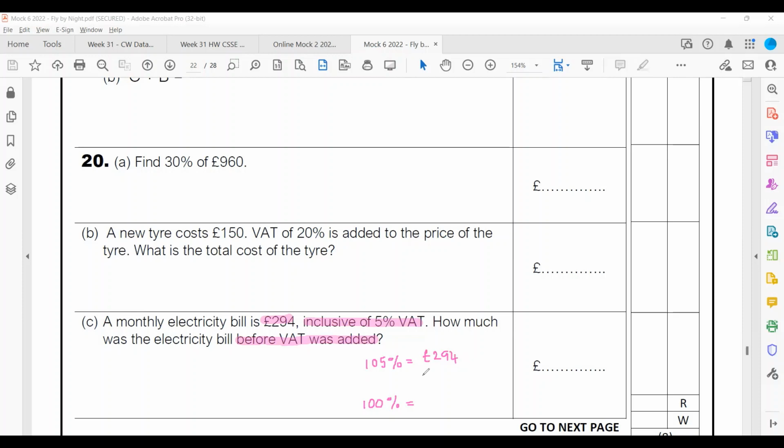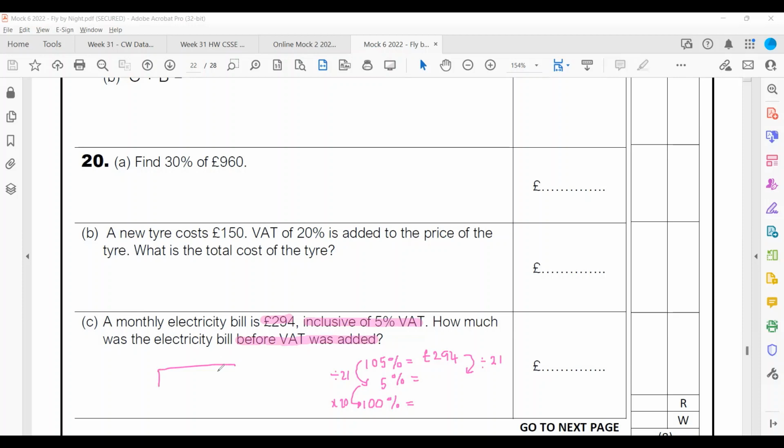£294. So the highest common factor of 105 and 100 is 5. So we're going to put 5% in the middle. Now, to go from 105 to 5%, we are dividing by 21. And to go from 5% to 100%, we are timesing by 20. So we're going to do exactly the same over here. We're going to divide 294 by 21.